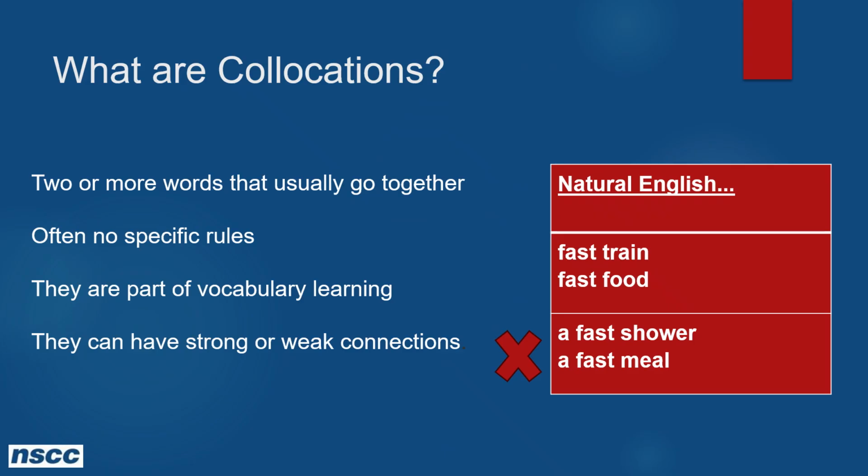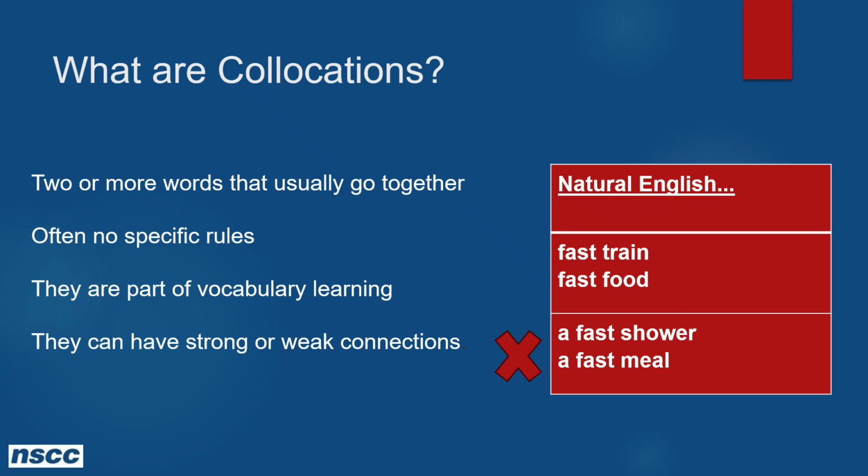So what are collocations? Collocations are two or more words that usually go together. There are no specific rules for the word pairings. They have developed in English over time and are used frequently. They are part of vocabulary learning. It is a good idea to try to learn some vocabulary as collocations. It can make your speaking more accurate and will help you in both formal and informal conversations.